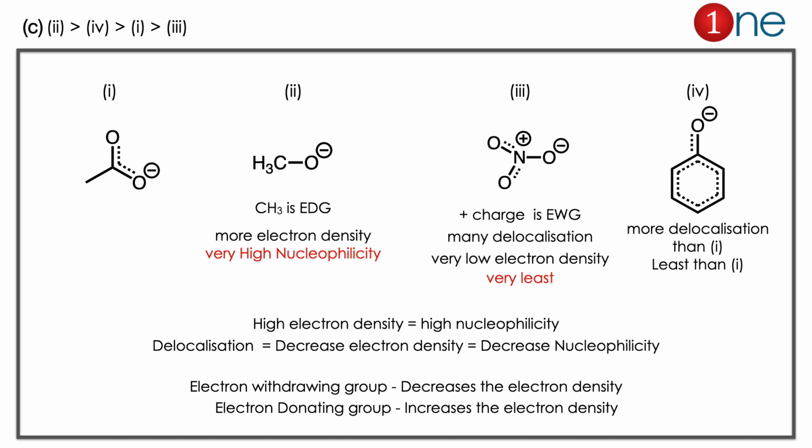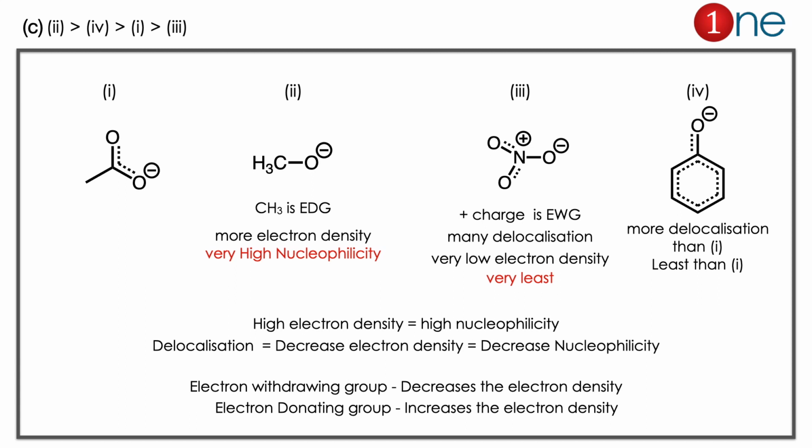Let us analyze the extremes first. The second one is more nucleophilic because of its electron density. The negative charge density on O- is increased by the CH3 group. So more electron density, high nucleophilicity. On the contrary, if you look at the third one, the electron density is decreased by the nitrogen positive charge as well as the electron withdrawing group. There are many delocalizations also possible. That is the minus R effect. So it is the very least one with very low electron density.